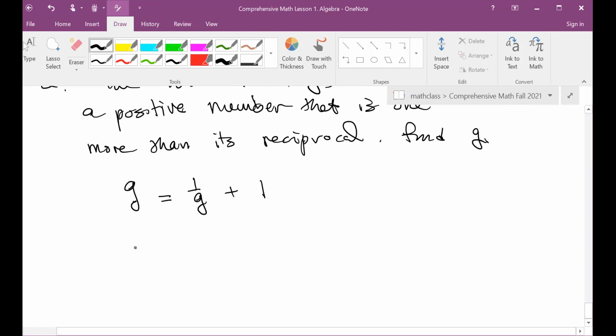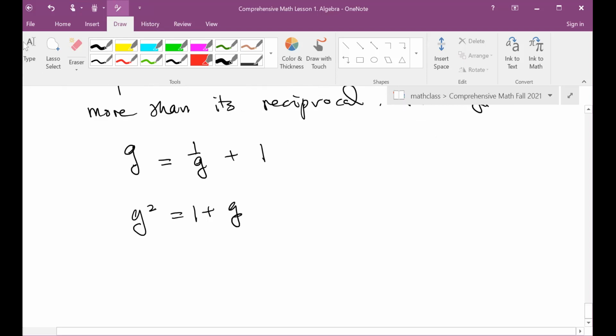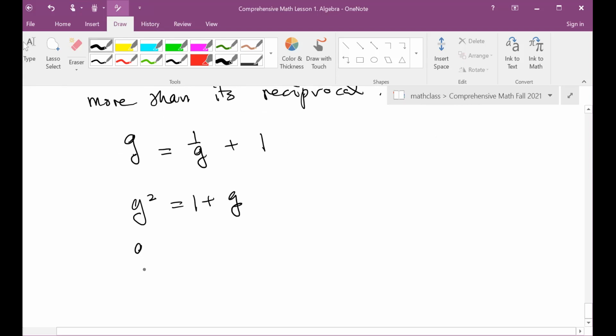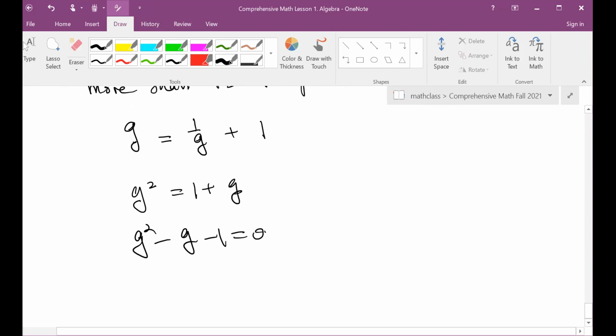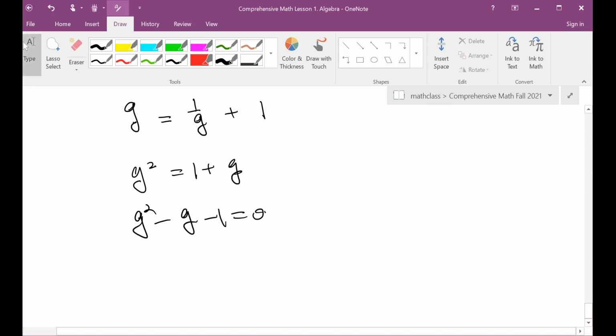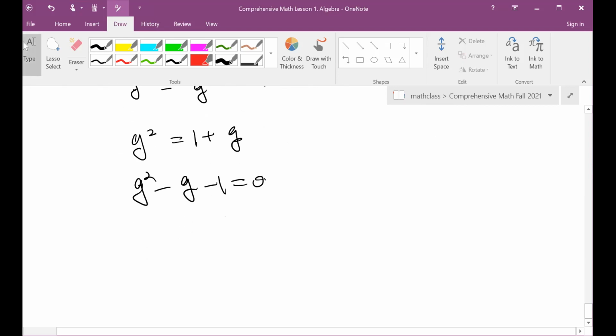You multiply both sides by G. Then you will get G squared equals 1 plus G. Okay. So then you get an equation like that. Then just go ahead and use the quadratic formula.